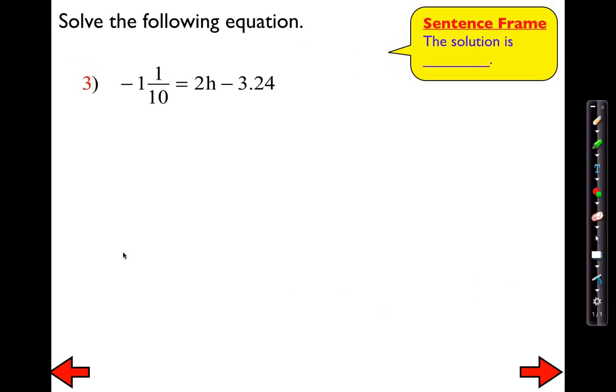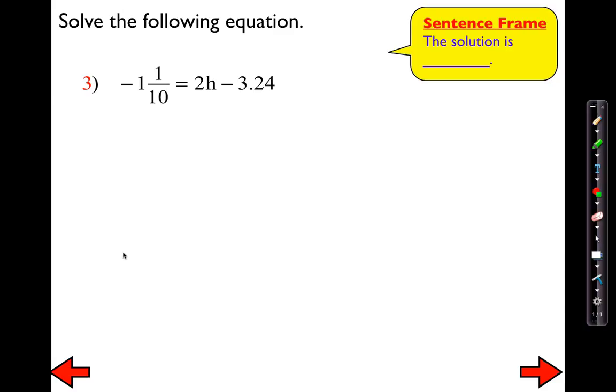Okay, so last but not least, number 3, we have negative 1 and 1/10 equals 2h minus 3 and 24/100. Notice here we have fractions and we have decimals. So before we do anything, we're going to look and see, is there one method that's better than another? You're going to hear me typically say if you have a choice, you're definitely going to want to turn decimals to fractions because you're more accurate that way.